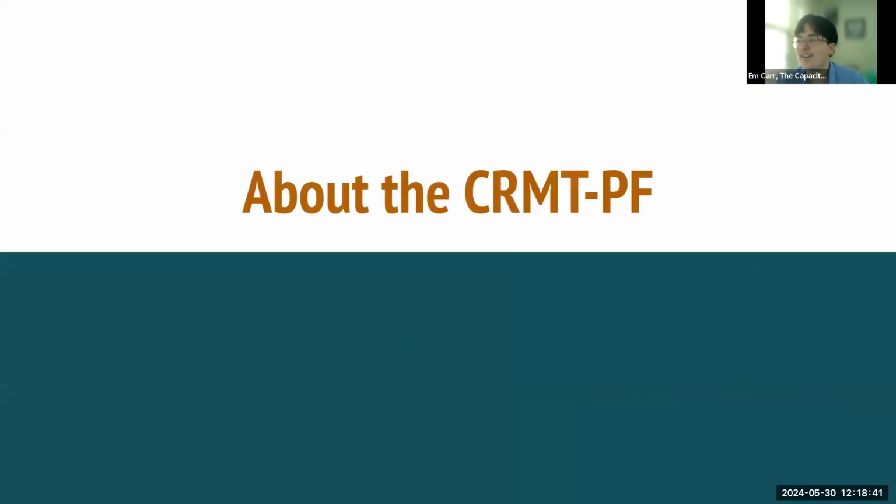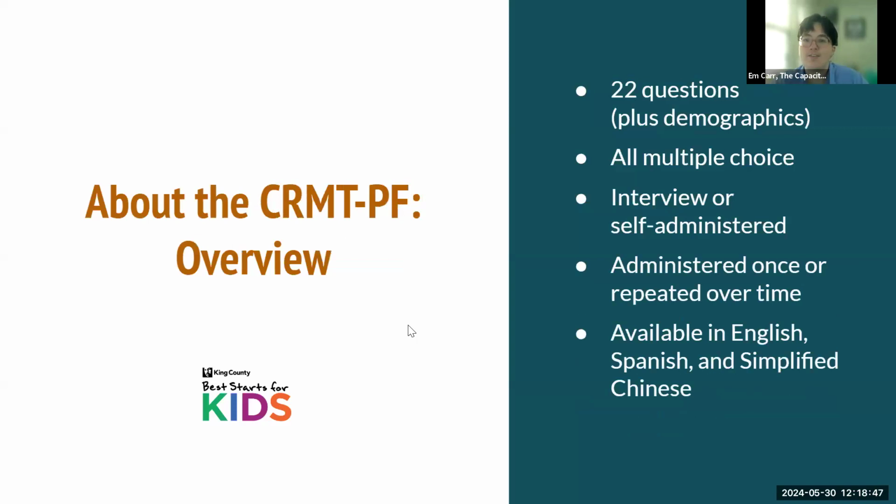Okay, so now focusing on the survey itself. The CRMT-PF is a 22 question modular survey tool with optional demographic questions at the end. The 22 questions are grouped by the protective factor that they measure. So it's really easy to mix and match sections of the survey to best meet your organization's needs.